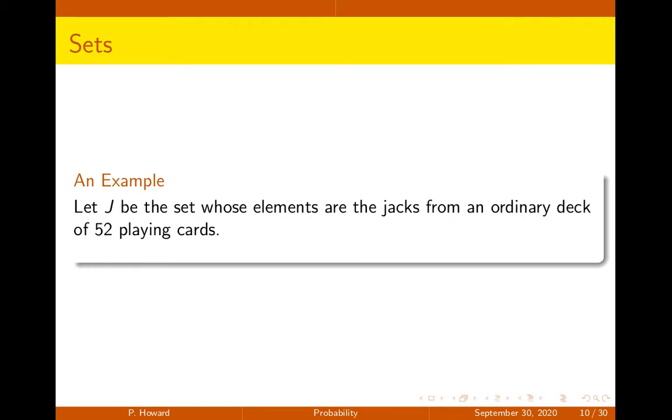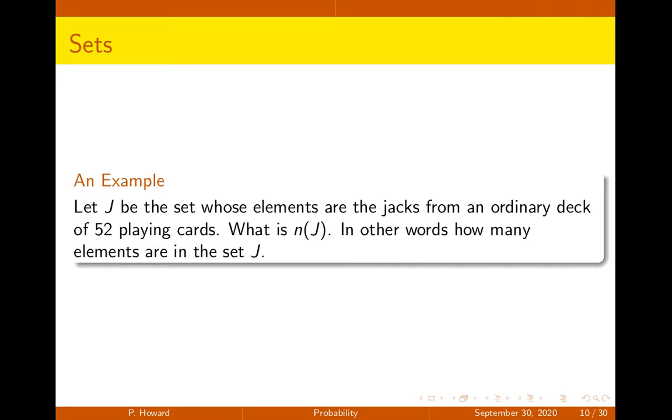You probably already know, especially if you're familiar with playing cards. So we'll be looking at the question, what is the number of elements in capital J? But if you're not familiar with playing cards, I'm going to take just a brief minute here to describe an ordinary 52-card deck.